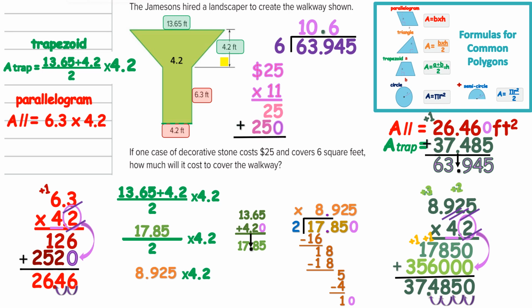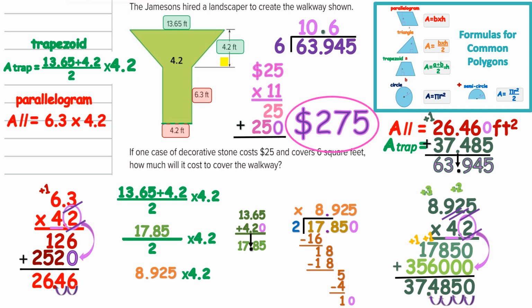So what I see is if I purchase 11 cases, and each case is going to cover 6 square feet, and I'm going to have to cover 63.945 square feet, then I'm going to spend $25 for 11 cases. So I spent $275, right?